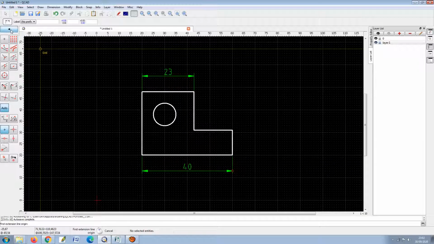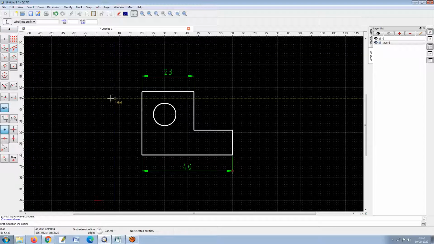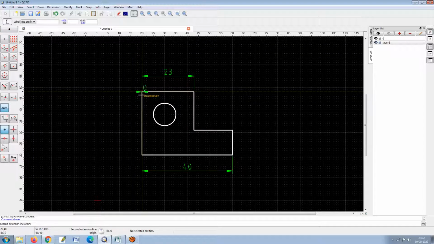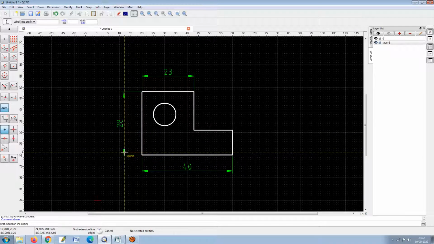Now if you want to dimension the vertical lines, we start with this one. Okay, and you see there's something that I want you to notice, is that the number has to be placed in the vertical position as well. Okay, you have to turn it 90 degrees. Now we do the same with the other side.